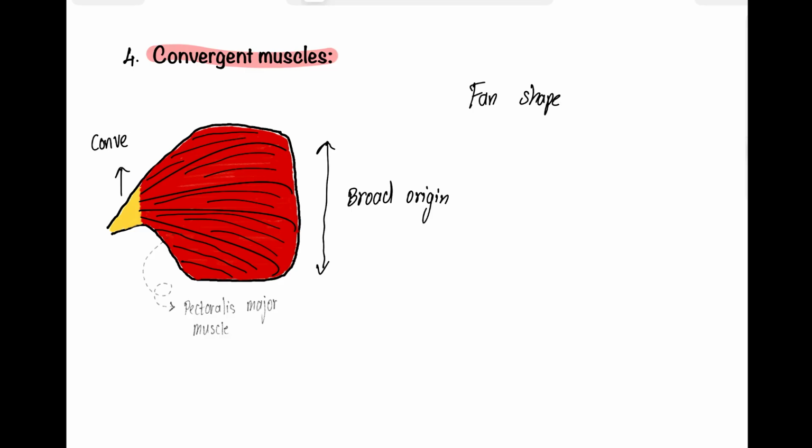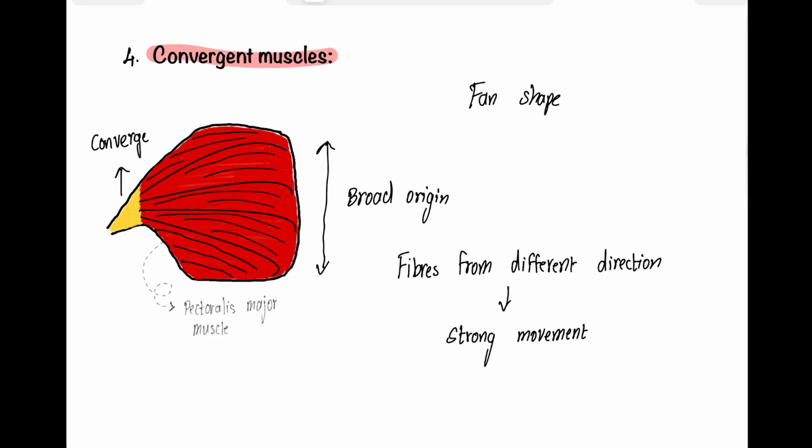Because fibers come from different directions, they can produce strong and versatile movements. The examples are pectoralis major and trapezius.